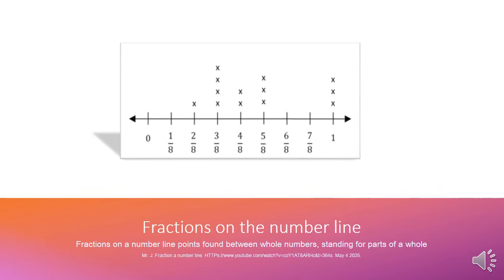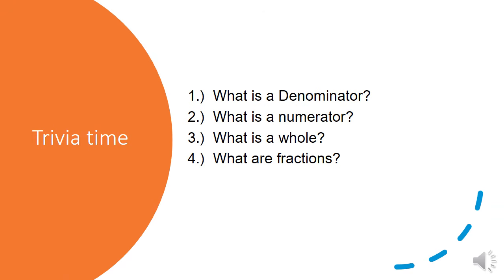Fractions on the number line. Fractions on the number line are points found between whole numbers standing for parts of a whole. So what this means is that you can find parts of the fraction by looking on the number line, or the number line is another way or reference to how you find numbers on the number line. Like this, from 0 to 1, we have numbers in between, but the numbers in between are classified as decimals or fractions.